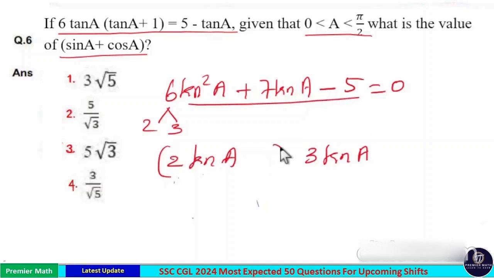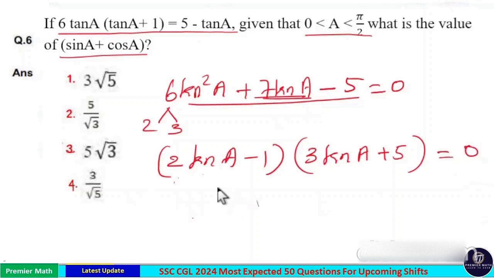That is, here 2 tan A into 3 tan A. Now here we have minus 5. So I'll write this as plus 5 and this as minus 1. That is, (2 tan A minus 1) into (3 tan A plus 5) is equal to 6 tan² A plus 7 tan A minus 5. Because here 2 tan A into 5 is equal to 10 tan A, and 3 tan A into minus 1 is minus 3 tan A. So 10 minus 3 is equal to 7 tan A. Now the equation is fulfilled, which is equal to 0.